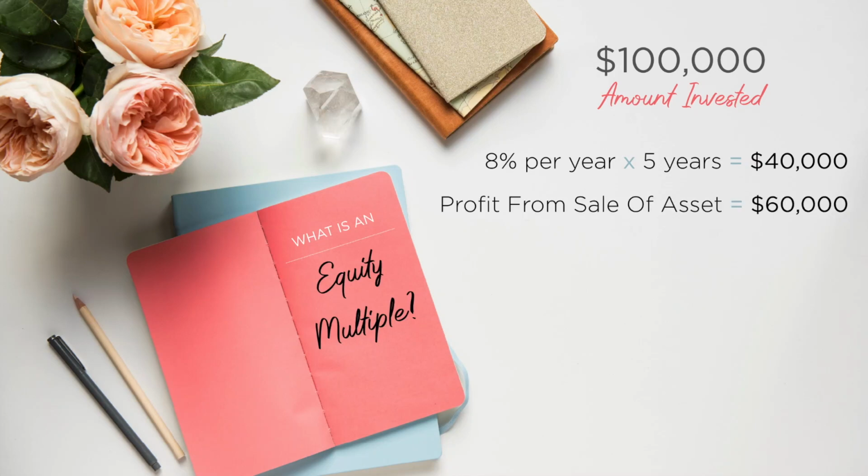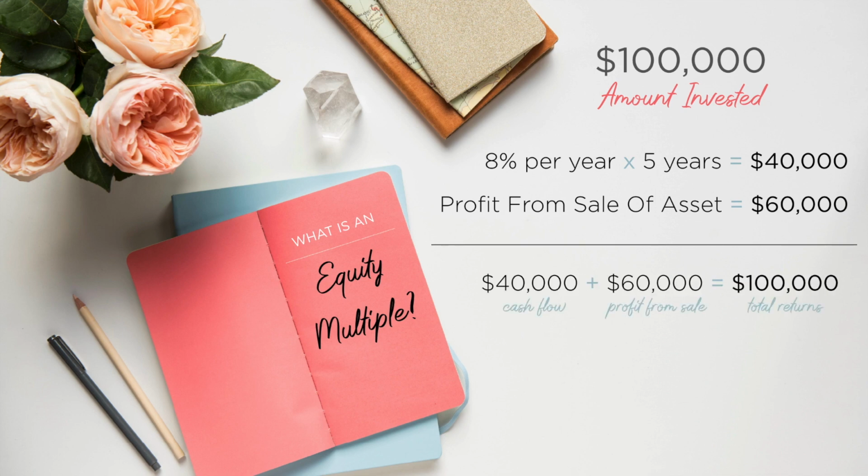So when you take the $40,000 from the cash flow distributions, plus the $60,000 from the sale, you get $100,000 in total returns. So you started with $100,000 and you ended with $200,000. That's what it means to have an equity multiple of 2x. You've increased your original investment by a factor of 2. In other words, you've doubled your money.